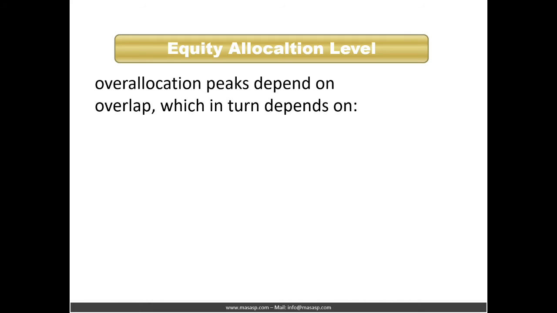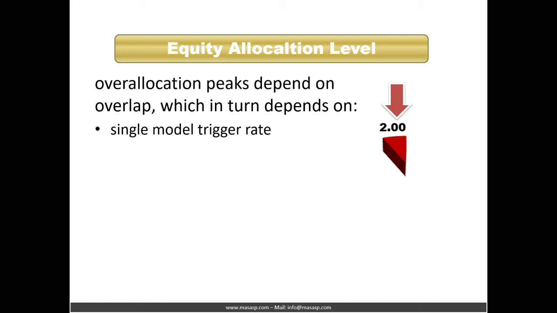Overallocation, meaning a size value greater than 1, occurs when the trading systems overlap with each other. Overlap, in turn, depends on a few factors. The trigger rate, meaning how many trades per year the system delivers. The average trade holding period, meaning how long each position is held on the market.